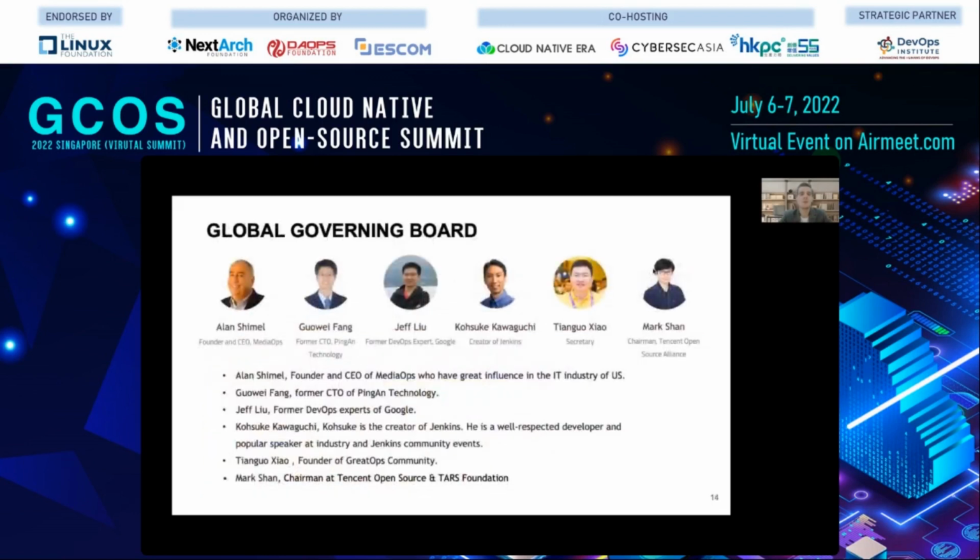Let me introduce a bit more. Our global governing board consists of many veterans from the field. Alan Schimmel is the founder and CEO of MediaOps. We have Gao Wei Fang, former CTO of Ping An Technology. We have Jeff Leo, our CEO and former DevOps expert at Google. KK, as mentioned, creator of Jenkins. We have Tianbo Xiao, our secretary, and Mark Shen, chairman of Tencent Open Source Alliance.